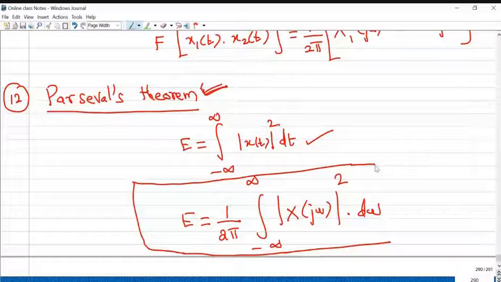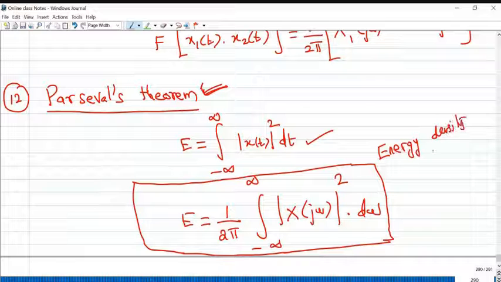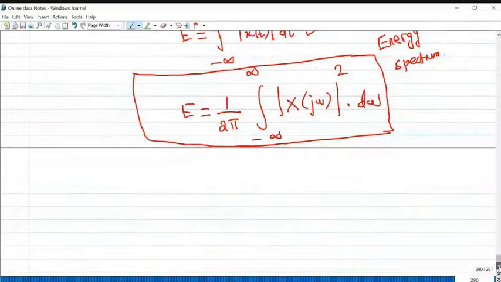The energy density spectrum of a signal can be obtained from the Fourier transform. The formula is 1 by 2 pi integration of modulus x of j omega squared d omega. You know what x of j omega is? X of j omega is the Fourier transform of x of t. It's called the energy density spectrum. The proof for this theorem is very simple and also important, so I'll do it here now.